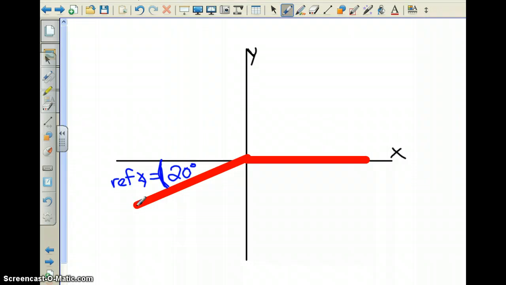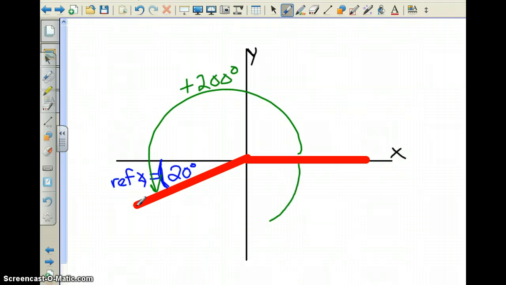And then just to review coterminal angles, if I rotated positive 200 to land there, that means I could have landed there by going a shorter route. I could have gone negative, and if I'm 20 degrees short of the 180 mark, that means I'm at negative 160.